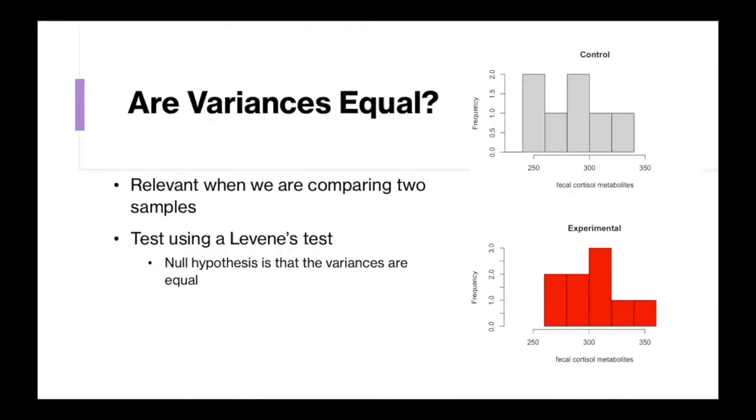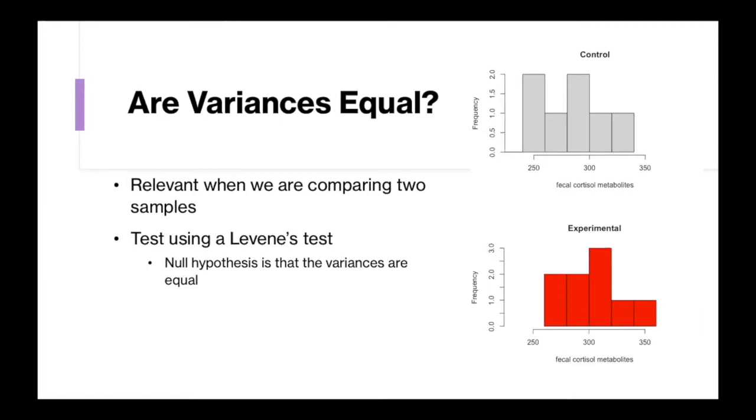So let's first take a look at this assumption about whether or not the variances in our two samples are equal. First of all, it's important to note that this assumption only applies when we're comparing two samples to one another and doesn't apply to a one-sample t-test. Now, one of the objective assessments that we can make about these variances is a test called a Levene's test that objectively determines whether or not the variances in our two samples are equal.